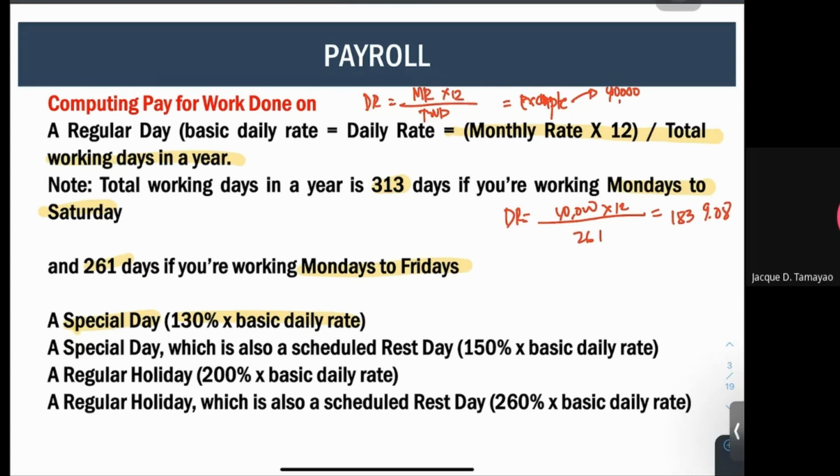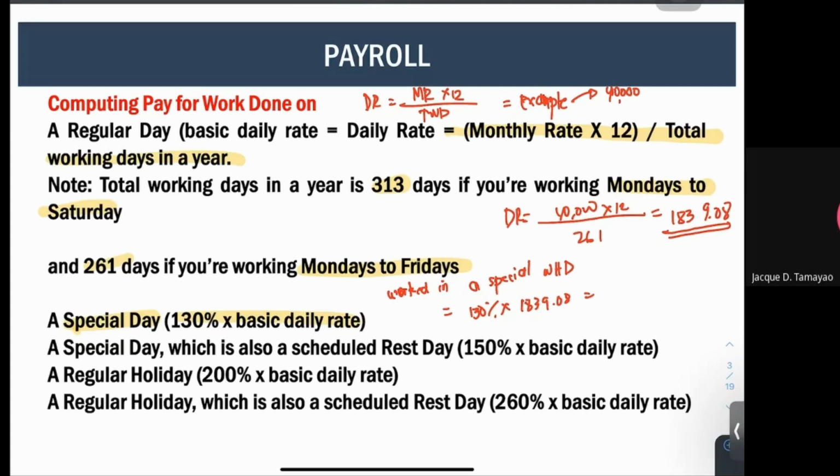So let's say you work in a special working holiday. How much is your pay? It is 130% multiplied by our basic daily rate. Let's make use of this rate, 1,839.08. So how much is our pay?